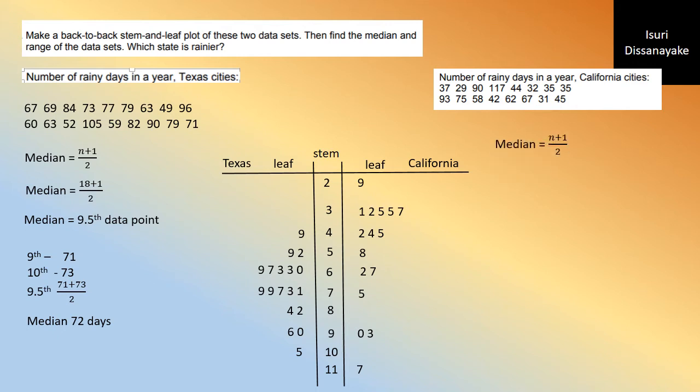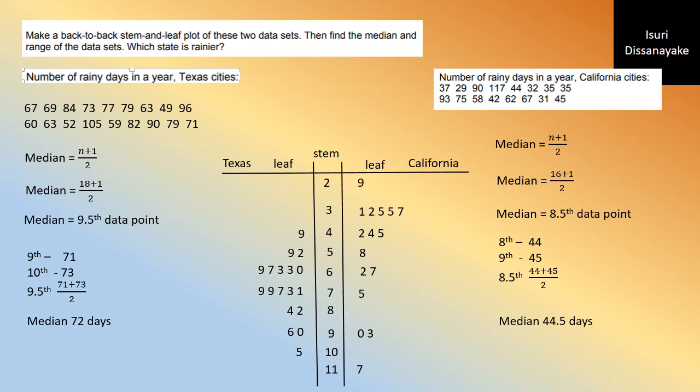Next, I will calculate it for the California cities. We have 16 data points. We add 1, that is 17, divided by 2. We have the 8.5th data point. The 8th data point is: 1, 2, 3, 4, 5, 6, 7, 8. So the 8th data point is 44 and the 9th data point is 45. You add 44 to 45 and divide by 2. So you have 44.5 days as the median.